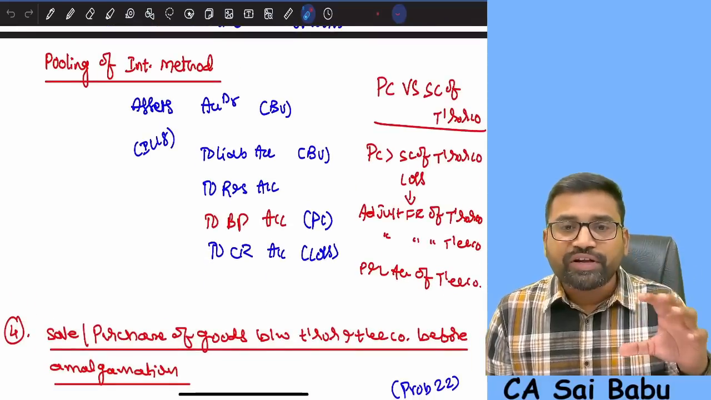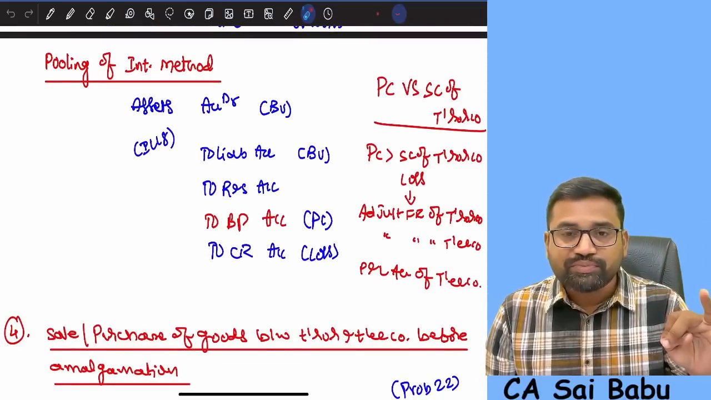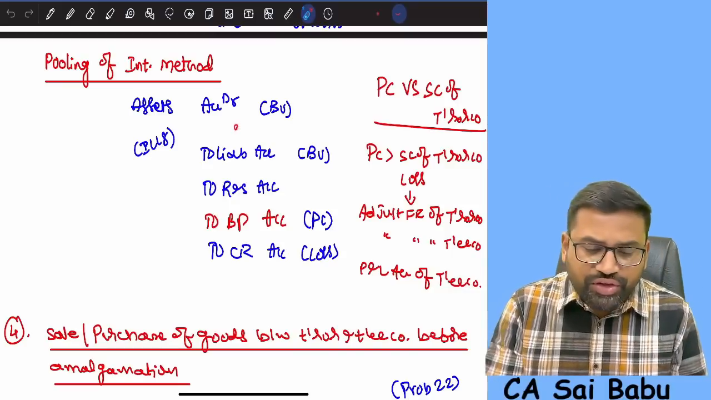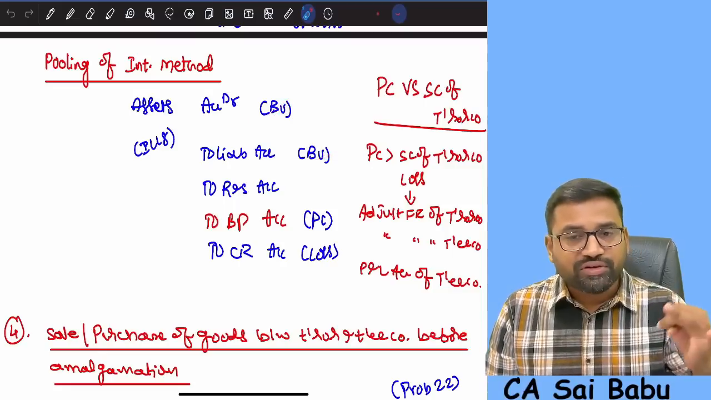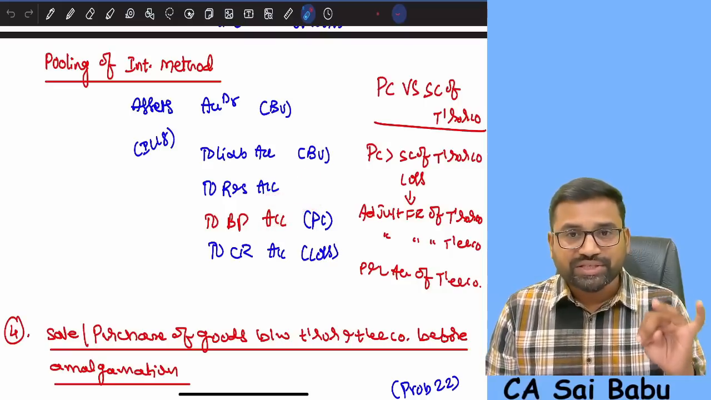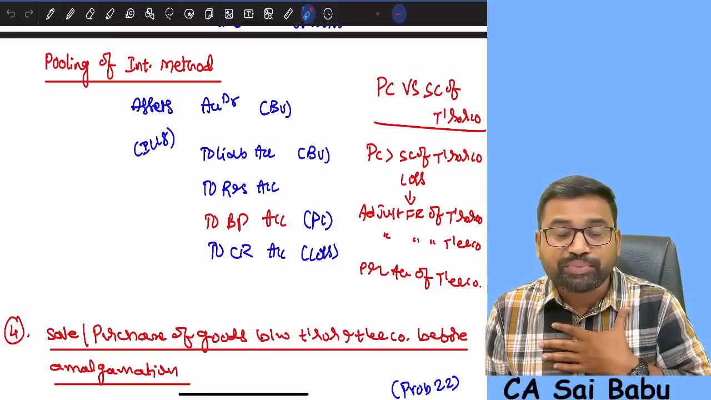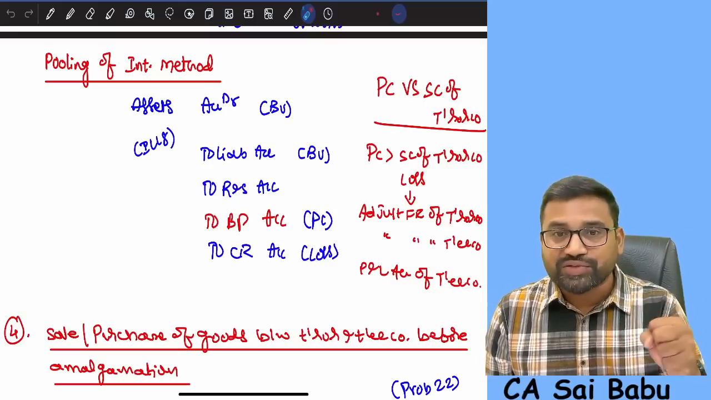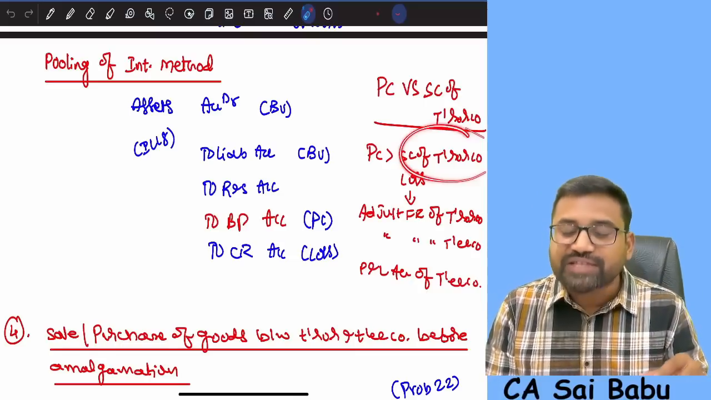And in the pooling of interest method, we will take all assets, all liabilities, including reserves from the transferor company, that too at book values. So what are all the assets, their book value, what are the liabilities of transferor, book value, reserves and surplus, and PC, business purchase. Now, in the pooling of interest method, as a transferee company, what is the PC I am paying? I will compare it with the worth of business I am taking from transferor. Here, what is the worth of business I am taking? Exactly equal to the share capital of transferor company.